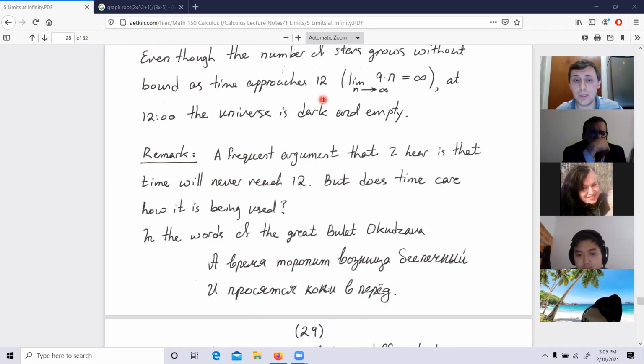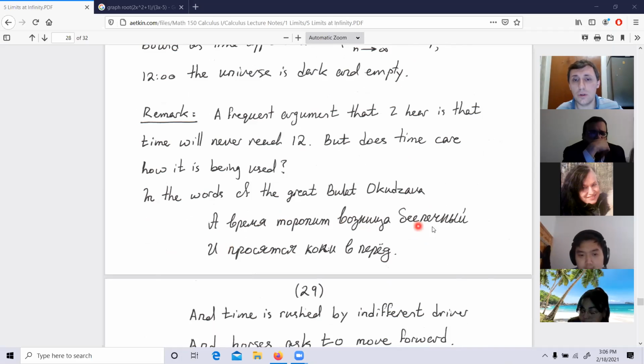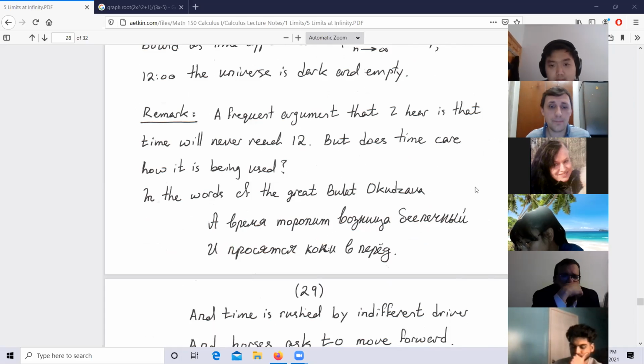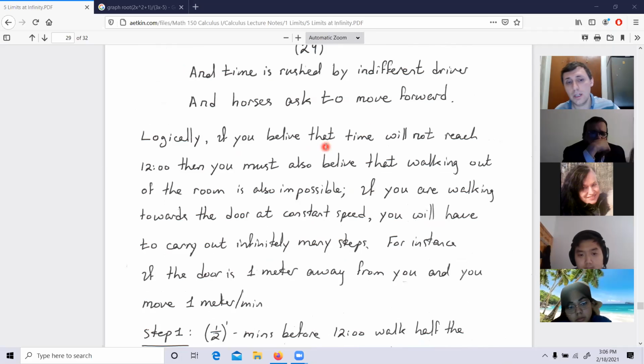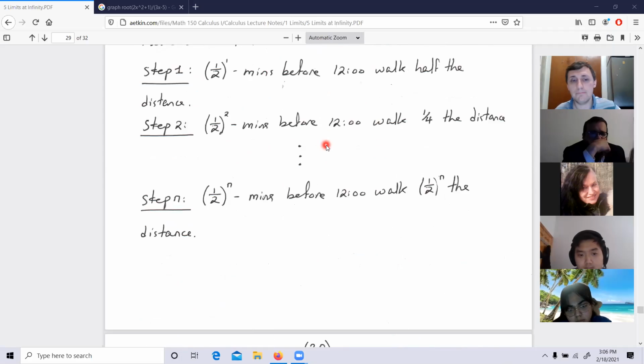And you see here, I even wrote that quote, which I immediately think of whenever I speak of this paradox or of time. "Time is rushed by an indifferent driver, and horses ask to move forward." Okay, that's what I just said.